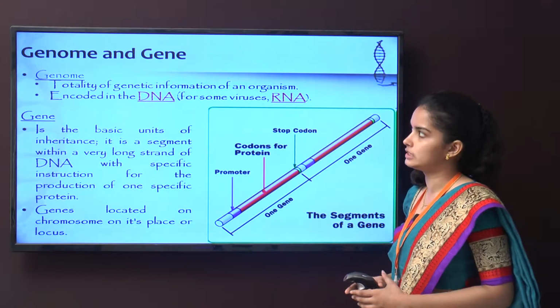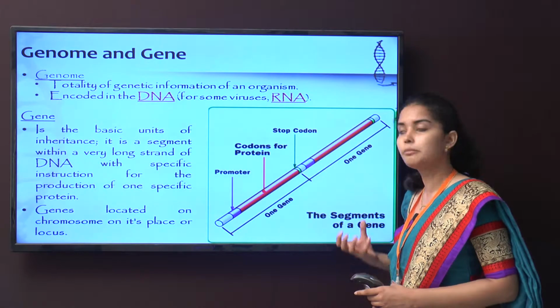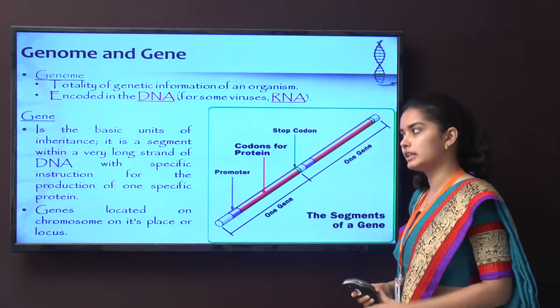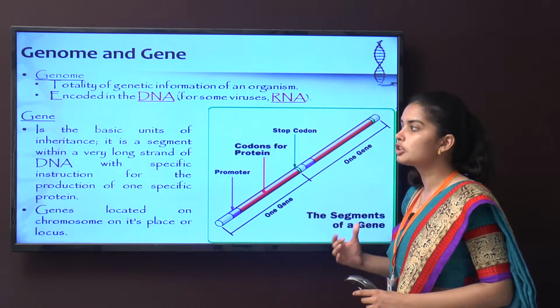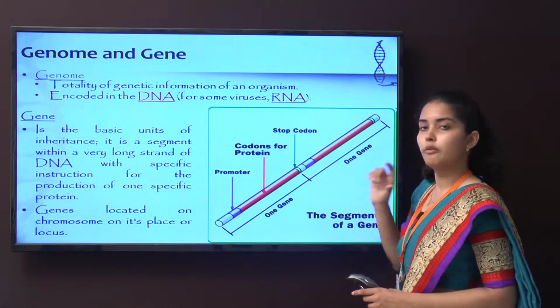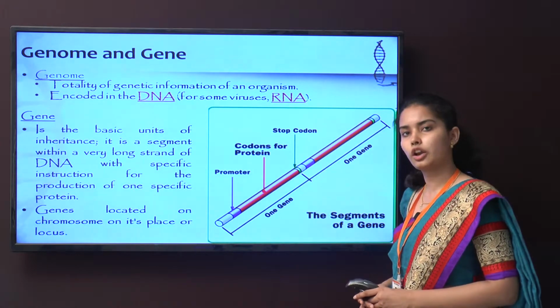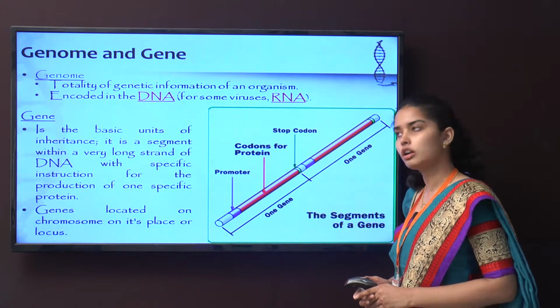Now, what is genome and gene? Genome is the totality of the genetic information of an organism encoded in the genes. For some viruses it is RNA. Gene is the basic unit of inheritance. It is a segment of a very long strand of DNA with specific instructions for the production of a specific protein. Genes are located on a chromosome, at their place or locus.